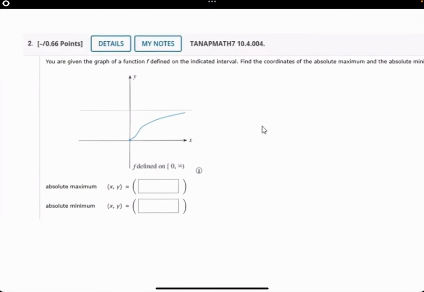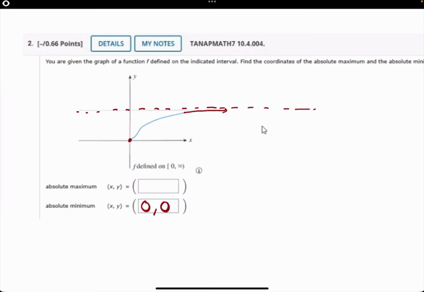It's a little unclear, but they're saying that this is an asymptote here. So basically, whatever this y value is, that function will approach it, but never actually hit that asymptote. So let's start with the absolute min. The absolute lowest point is at 0, 0, without a doubt.